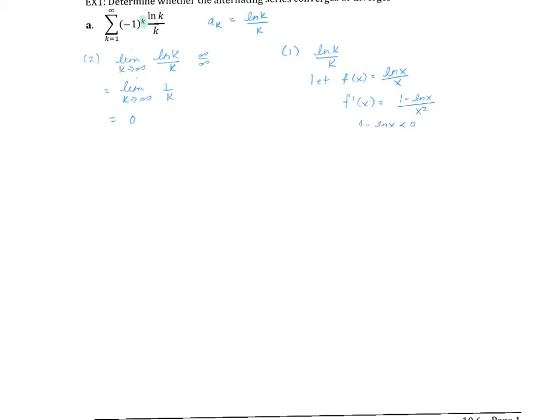So 1 minus natural log of x is less than 0 as long as the natural log of x is greater than 1. So the natural log of x is greater than 1 when x is greater than e. And you can go ahead and graph the natural log function to verify this. Remember, natural log at 1 is 0, and at e, it's 1.